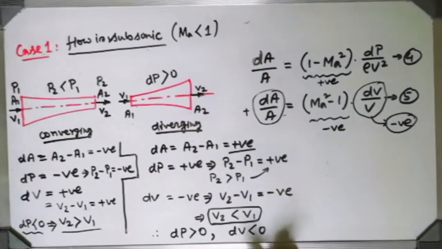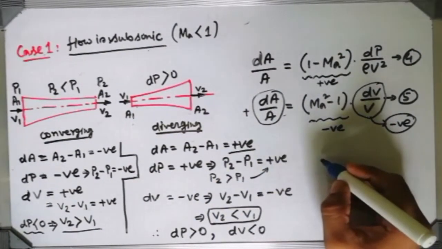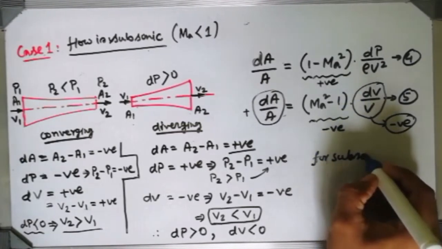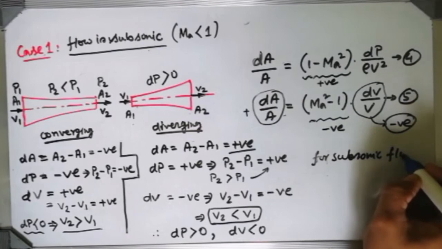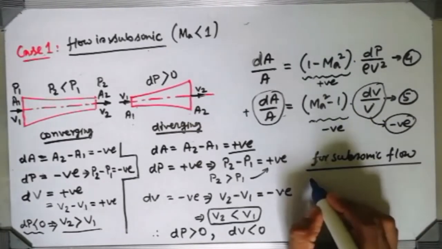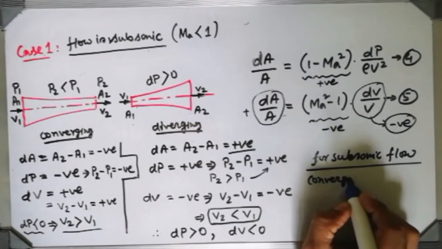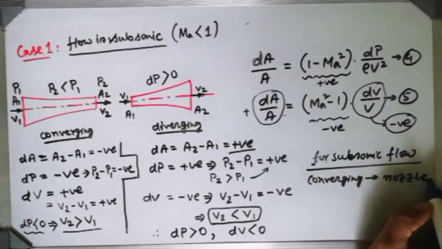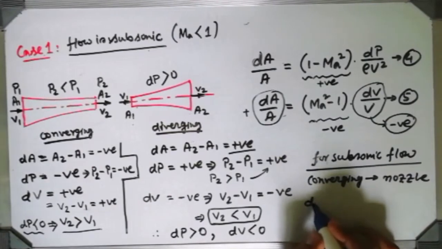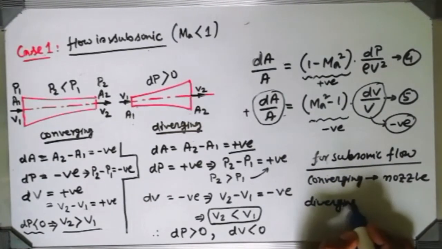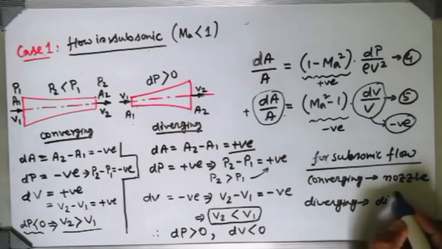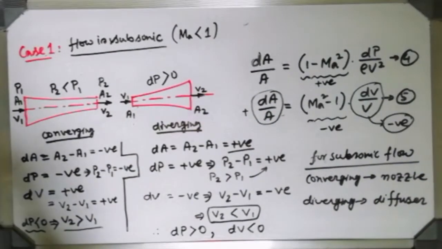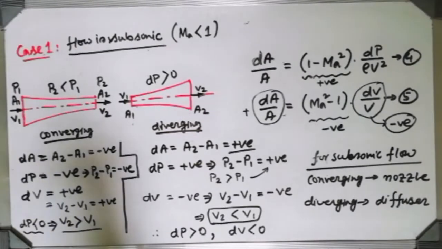So from here I can conclude one thing: for subsonic flow, the converging section acts like a nozzle, which will increase the velocity at the outlet, and the diverging section acts like a diffuser, which will reduce the velocity at the outlet. Understood or not?